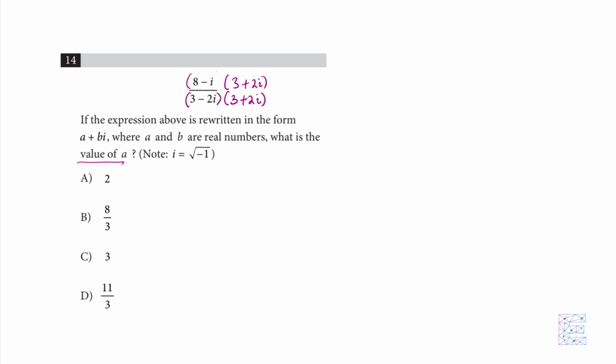And now the rest is simply just arithmetic. We're going to be distributing right here, foiling rather. So 8 times 3 is 24. 8 times 2i is 16i. Negative i times 3 is negative 3i. And negative i times 2i is negative 2i squared. Keep in mind that i squared is actually a number. It's negative 1. That's just a fact.